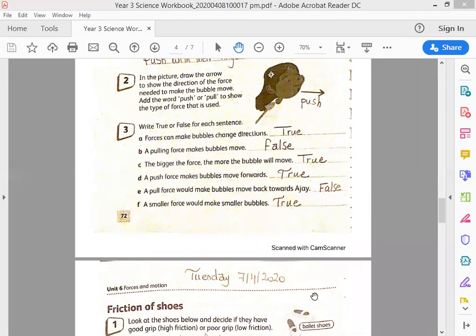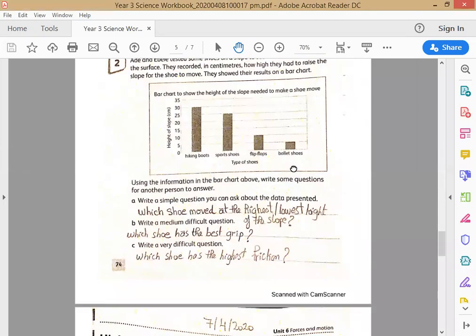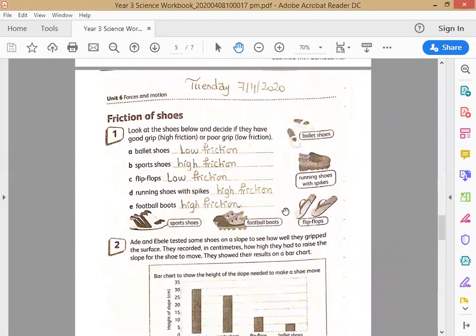Very well. Next page, page 47. Friction of shoes. He asks you to write in front of each question if this object is going to have high friction or low friction. Let's see together. What do you think about ballet shoes? Ballet shoes should have low friction so the ballerina can move and dance easily. She can slip on the floor and do her movements easily. So ballet shoes need to have low friction.